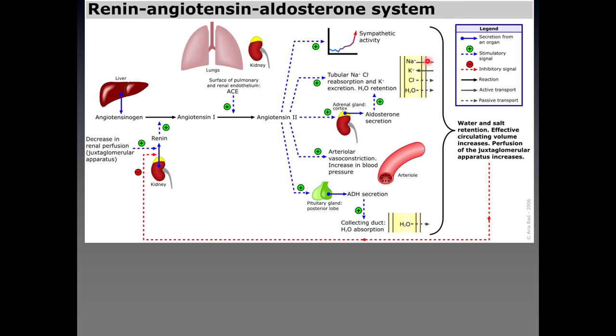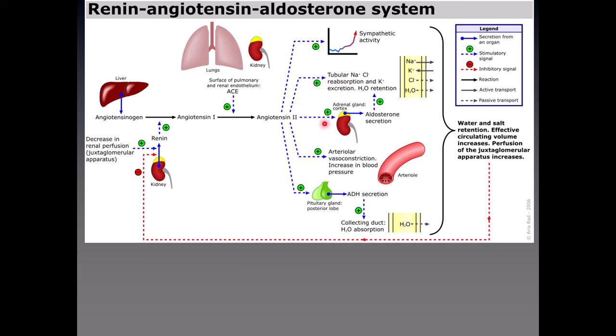If this happens, sodium and water come into the systemic circulation. The water and salt are retained in the body. So effective circulating volume increases, blood volume increases, cardiac output increases, perfusion of the juxtaglomerular apparatus increases, and obviously blood pressure increases.